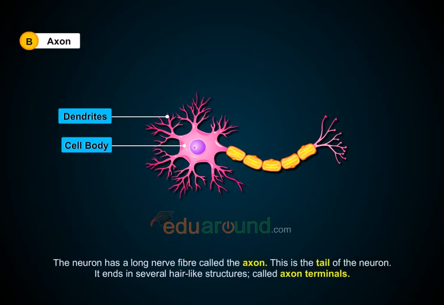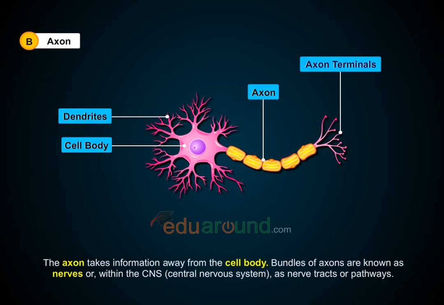B. Axon. The neuron has a long nerve fiber called the axon. This is the tail of the neuron. It ends in several hair-like structures called axon terminals. The axon takes information away from the cell body. Bundles of axons are known as nerves, or within the CNS, that is central nervous system, as nerve tracts or pathways.